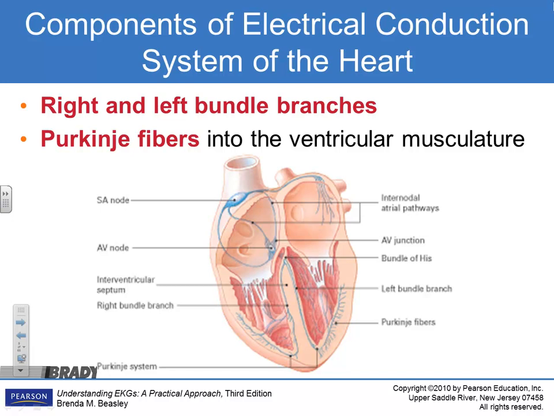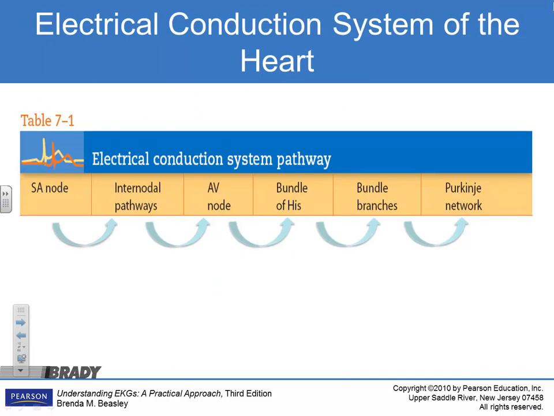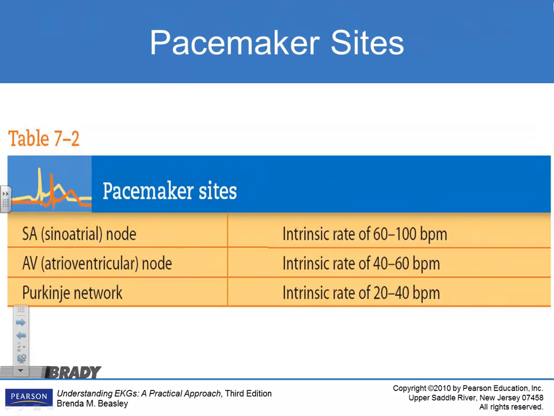Good job. Have I told you anything you didn't know yet? Good. Okay, this is just a little diagram of how it goes. The SA node, through the internodal pathways, to the AV node, to the bundle of His, the bundle branches, and then the Purkinje network, or Purkinje fibers. That'll be important. You'll see that again, probably not in this form.